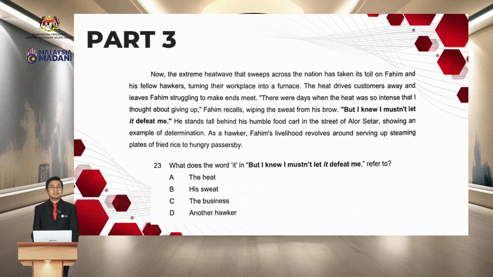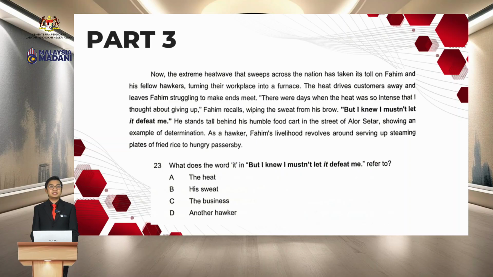Now let's look at this question. I have taken a part from the text. The text in the real exam will be longer than this. So the question, question number 23: what does the word "it" in "but I knew I must not let it defeat me" refer to? The answer choices given are A, heat, B, his sweat, C, the business, and D, another hawker.